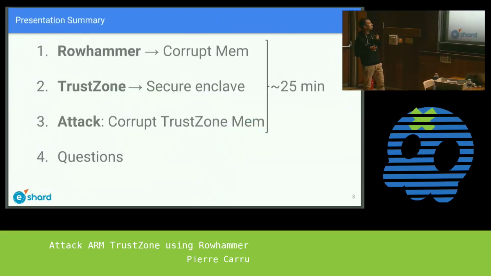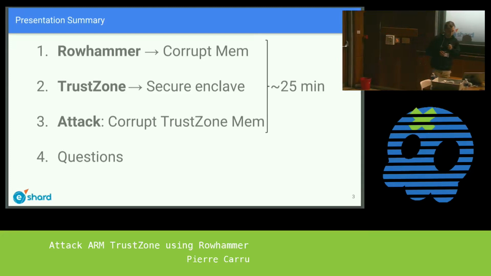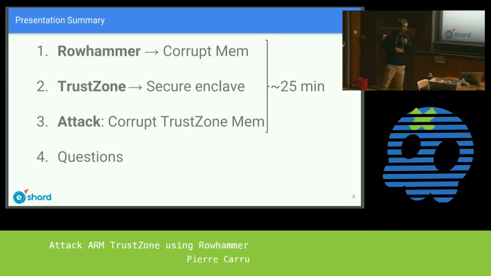So what is Rowhammer? It's an attack technique that's used to corrupt RAM that's been around for a few years. What is TrustZone? It's a security technology that's in most ARM processors nowadays. And we'll use Rowhammer in order to target the TrustZone implementation in a system. This TrustZone is in every smartphone that we use nowadays, Android-based smartphones, so it's a bit ubiquitous.